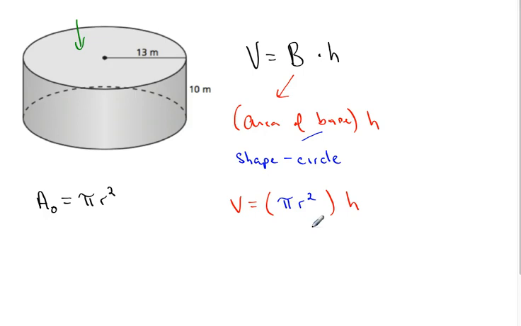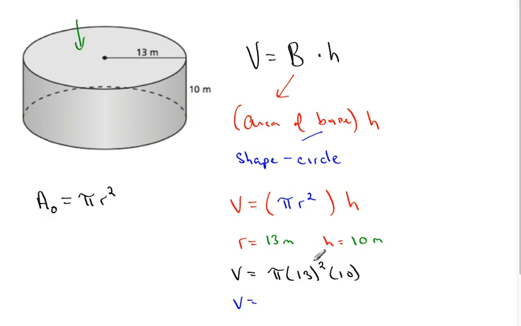So now, okay, well, what do I need? Well, I need R and I need H. Do I have R? Yeah. What's R? 13 meters. What's H? 10 meters. Perfect. So I've got everything I need to find the volume. So volume is equal to pi times 13 squared times 10.